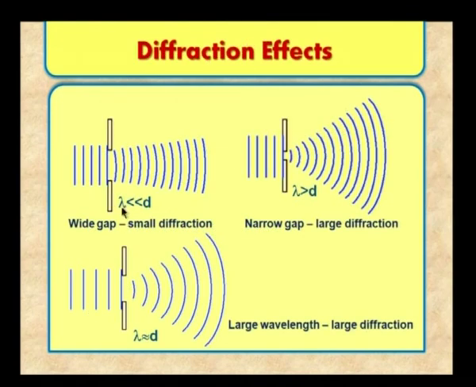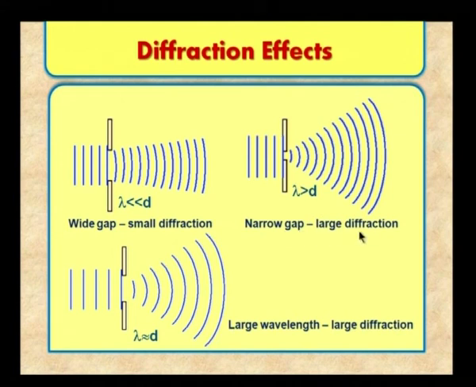You see here, when the opening is wide, a wide gap means small diffraction. The bending is much weaker, but here the bending is much more pronounced. Notice the gap here, it is very small. Here it is very large. If the gap is very large, the bending will be smaller, meaning diffraction effects will be less pronounced. Here more pronounced, because the gap decides the diffraction. A narrow gap leads to large diffraction.